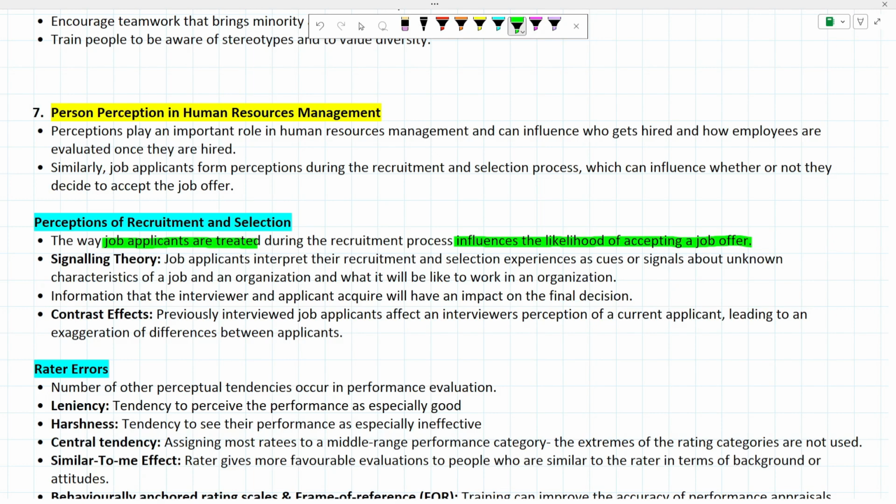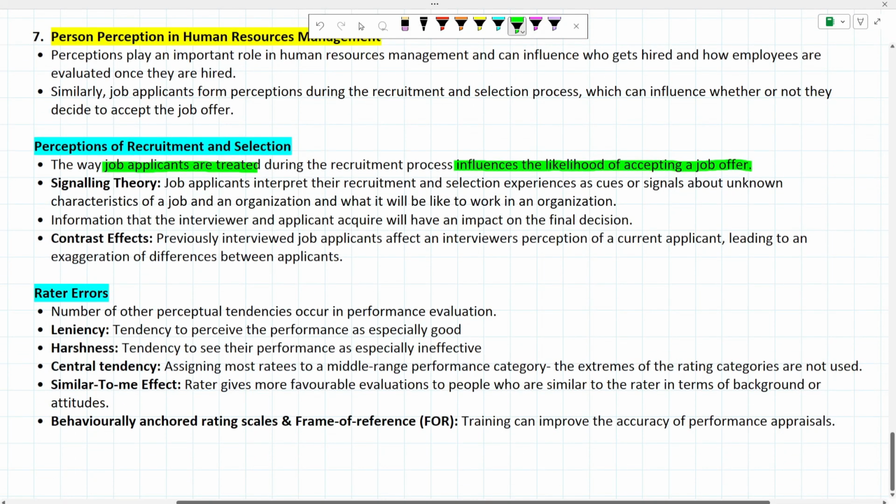Contrast effects: previously interviewed job applicants affect an interviewer's perception of a current applicant, leading to an exaggeration of differences between applicants. So what this pretty much means is if you're doing a job interview and the person in front of you did really poorly, then that might affect the interviewer to maybe assume that you might be equally as bad. Or if you do really good, then you'll excel and seem really good because she's comparing you to the previous interviewee. So that's what contrast effect is, and it is very hard for interviewers to not take that into account because it's human behavior to just compare to the previous interviewee.